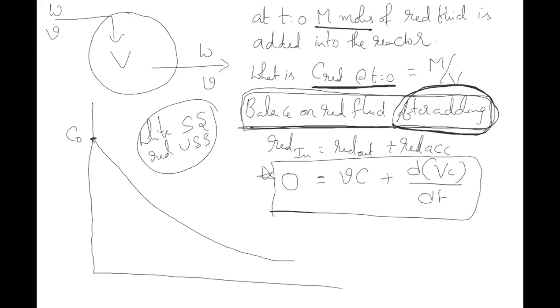Take 2 minutes time and understand this equation and continuously derive this equation from now onwards. Why is it 0? Because I am writing this balance after addition of red fluid. I added 100 molecules of red fluid into the reactor. That is only a one-time activity. Now, how that 100 is coming out of the reactor is what I am writing the balance for. Just complete this derivation.